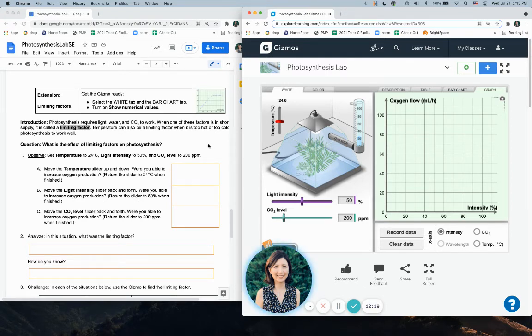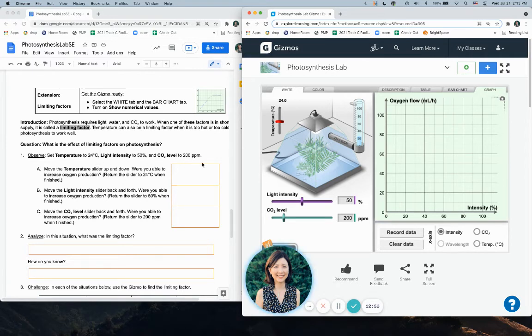So let's say you're making bread and you only have a certain amount of sugar. So that's your limiting factor, because you can't make any more bread once you run out of sugar. Same thing if you have only a certain amount of flour, then you can keep making bread until you run out of that flour, and that flour becomes the limiting factor, even if you have tons of all the other ingredients. So whenever something is in short supply, that becomes your limiting factor.